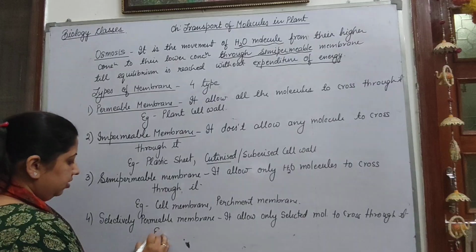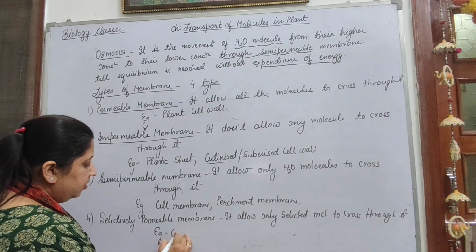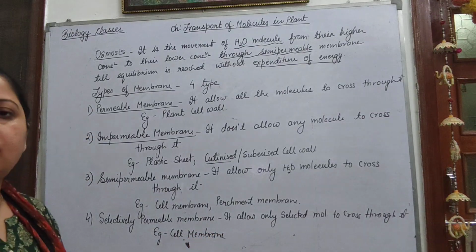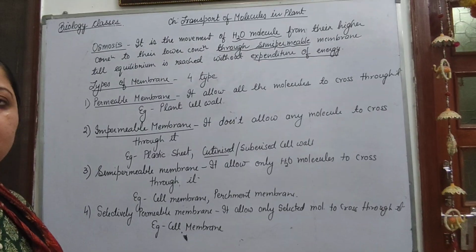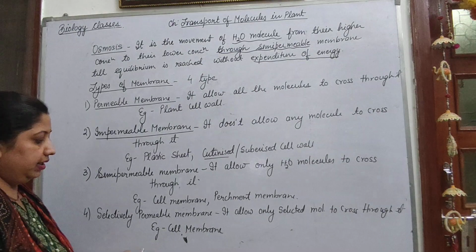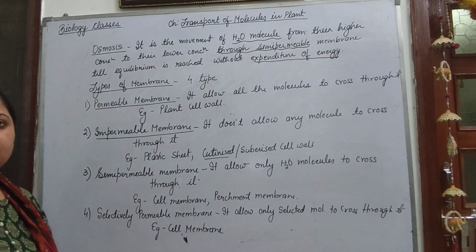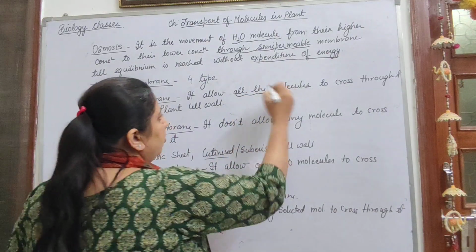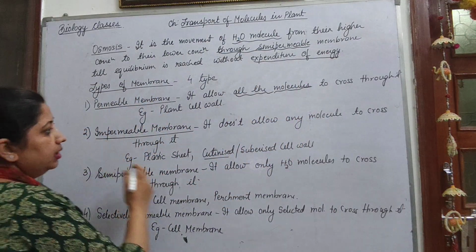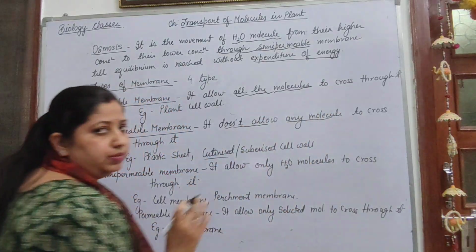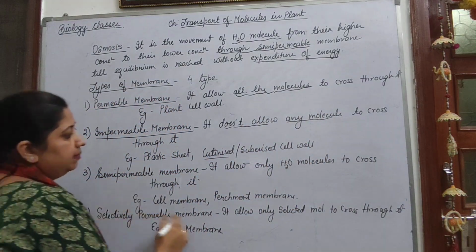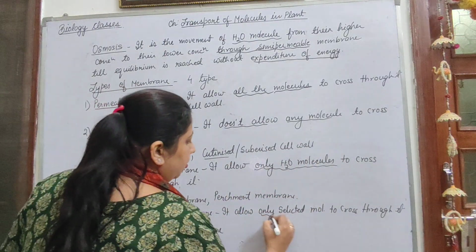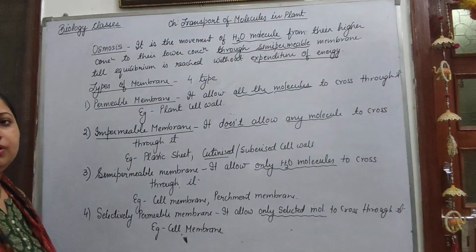So an example is again a plasma membrane, or cell membrane. These are some types of the membrane. Permeable membrane allows all molecules to cross through it. Impermeable does not allow any molecule to cross. Semi-permeable allows only water molecules to cross through it. And selectively permeable allows only selected molecules to cross through it.